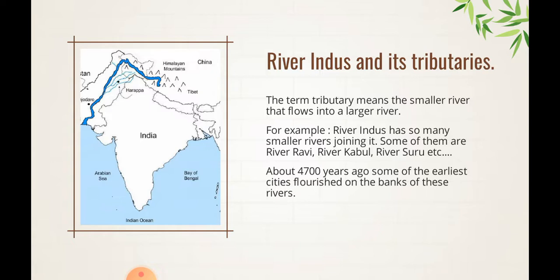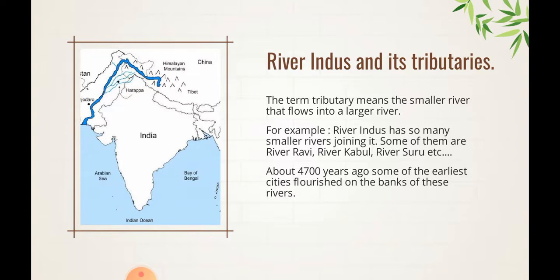About 4,700 years ago, some of the earliest cities flourished on the banks of these rivers. The location of River Indus, it's flowing from Pakistan through India and towards China. So we can see on the banks of River Indus, cities started coming up. And it was because many Iranians and Greek people used to visit these areas.